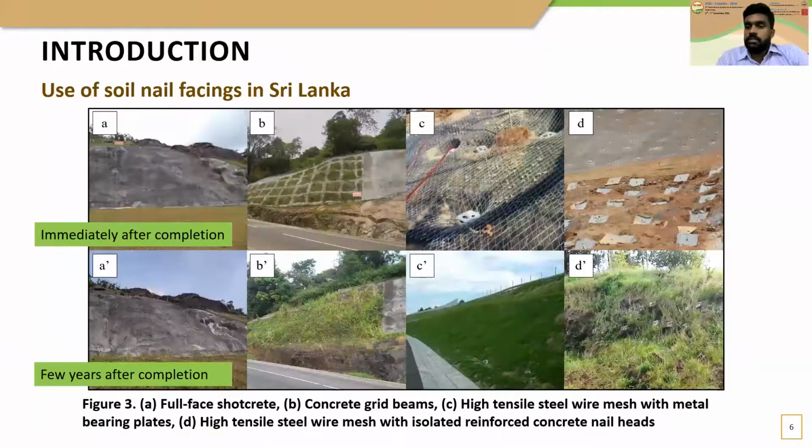Shown here are the main types of facings used in Sri Lanka. Figure A shows full face shotcrete facings, B shows grid beam facings, C shows bearing plates with flexible meshes, and D shows concrete pillows with flexible meshes. The images at the bottom show how these facings have fared over time and how they promote growth of vegetation.